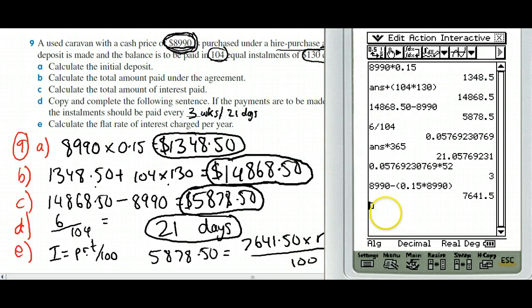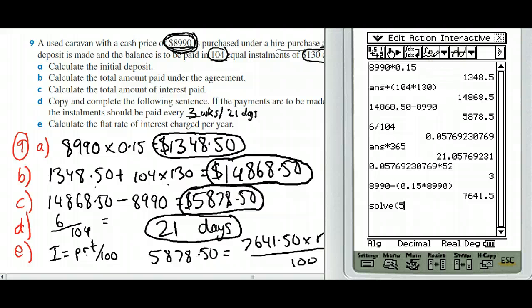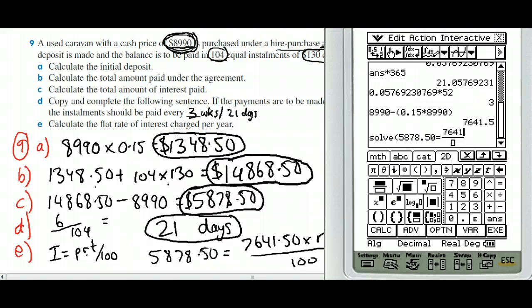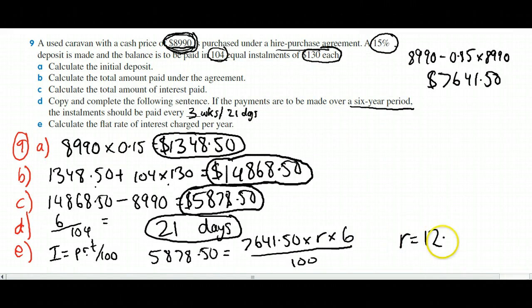When we put that into the calculator, we use the solve function, action advanced solve, and we'll put in 5878.5 equals, we need to make a fraction, so 2D fraction, 7641.5 times R, which is what we're trying to find out, and the years were 6, it's all over 100, and we've got to tell the solve function that we're trying to find R by putting a comma and then R. Then it tells us the interest rate, 12.82% per annum, per year.